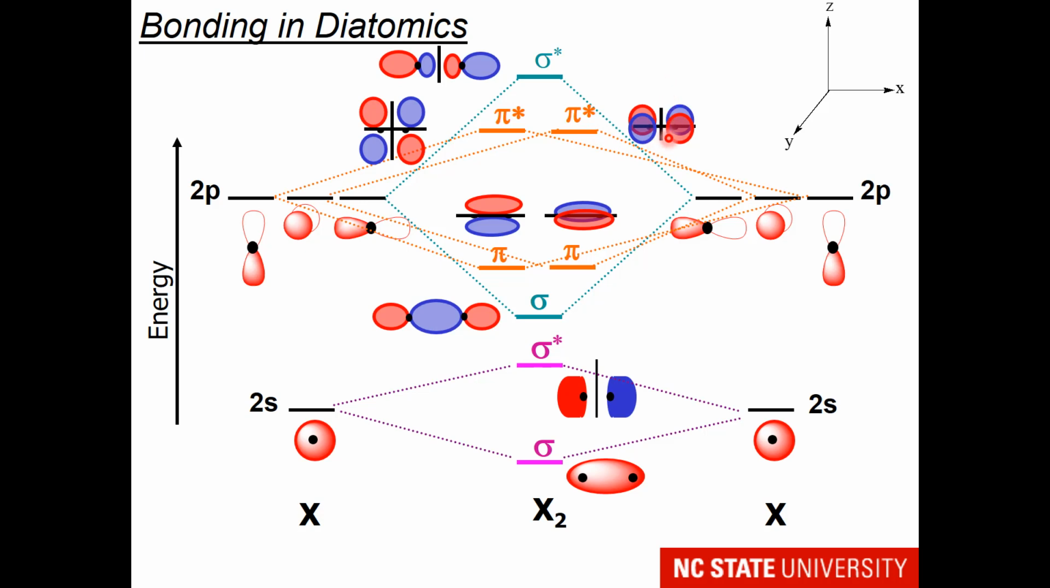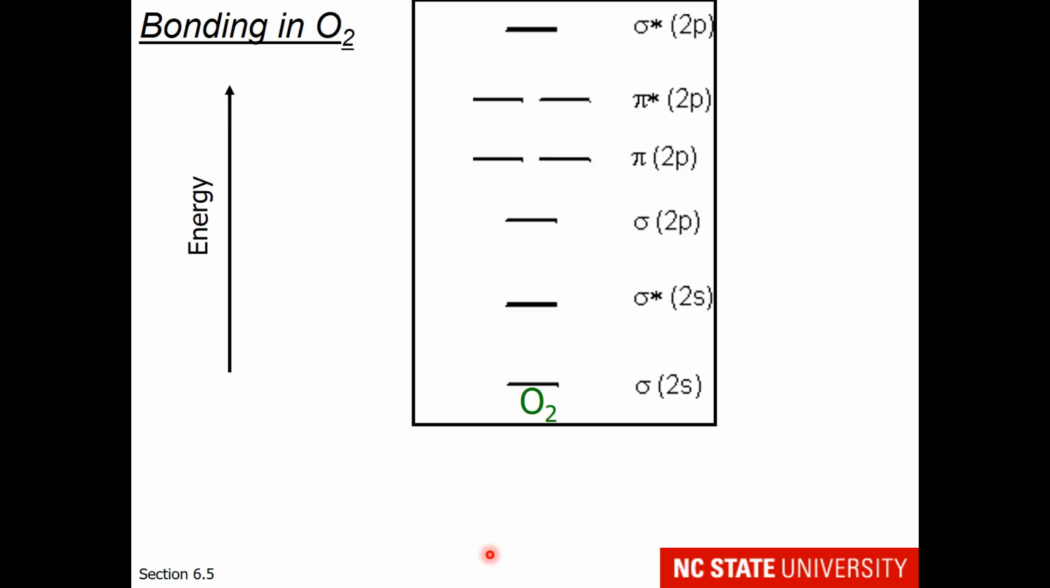So notice that we have 4 atomic orbitals on the left side and 4 atomic orbitals on the right side. This should produce 8 molecular orbitals, and it does. 1, 2, 3, 4, 5, 6, 7, 8. So let's try filling in one of these orbitals with the oxygen molecule.